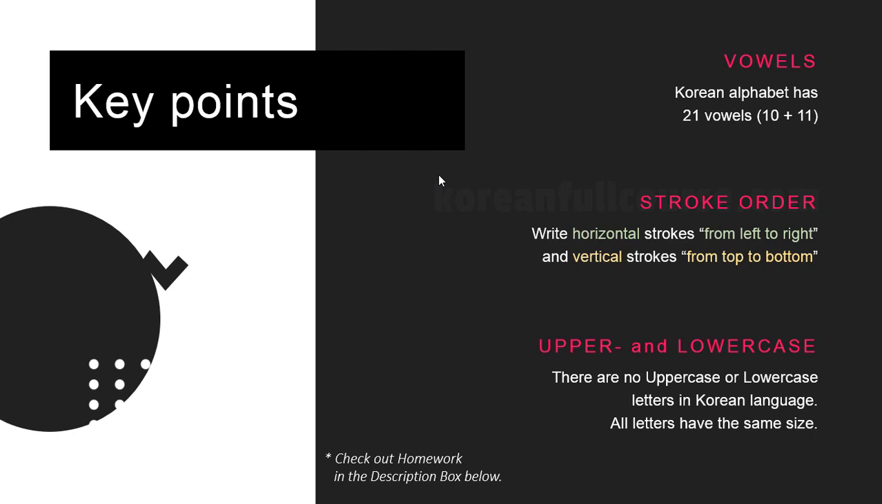And again, I have already explained this in the previous lesson, but if you're new to this channel, here's the rule. You should draw horizontal strokes from the left to the right and vertical strokes from the top to the bottom. Okay? And there are no upper or lowercase letters in the Korean language. All letters have the same size.